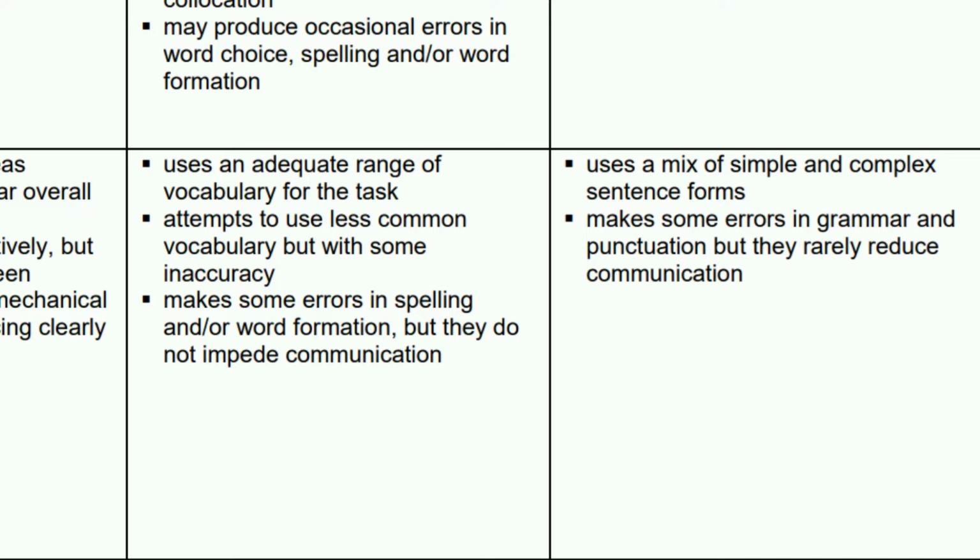Attempt to use less common vocabulary but with some inaccuracy. Make some errors in spellings or word formation, but they do not impede communication. For getting a band 6 for grammatical range and accuracy, you should have to use a mix of simple and complex sentence forms. You can make some errors in grammar and punctuation, but they rarely reduce communication.